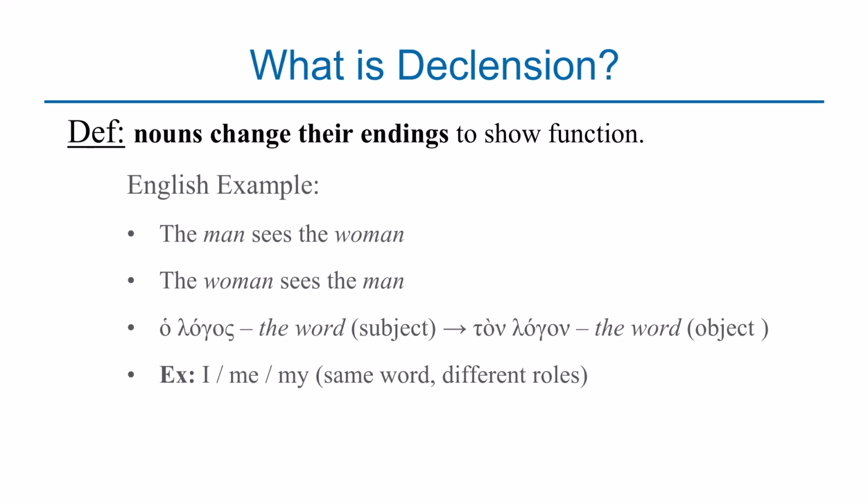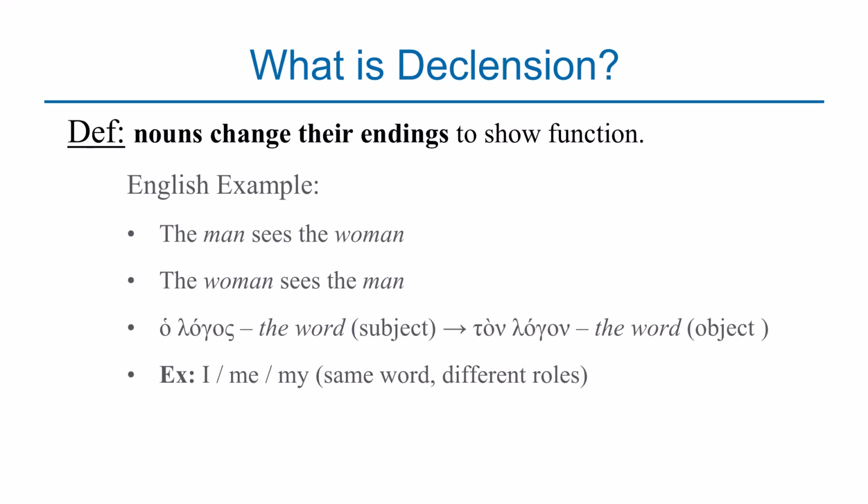Another English example is this. You have the words I, me, my. They are the same words but show different functions or roles in the sentence. For example, you can say something like this: She gave the Bible to I. In English, that becomes wrong because the word I must start the sentence. I is mostly used when you are beginning a sentence to show the subject of the sentence. So you say, I gave her the Bible.